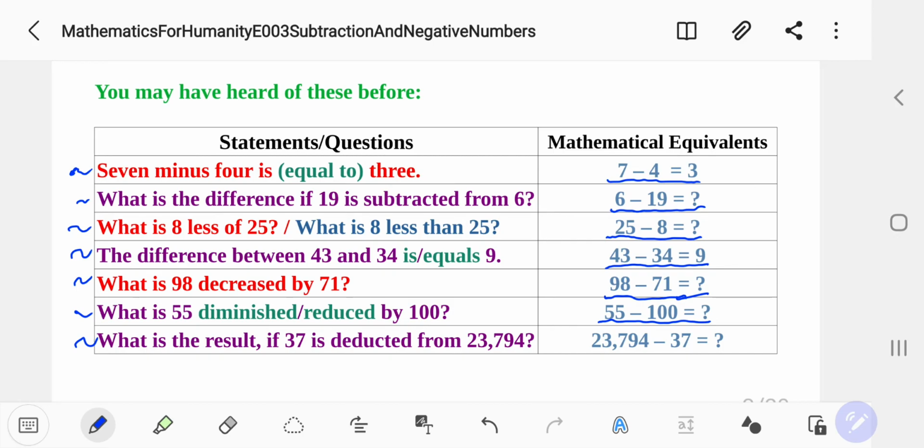The mathematical equivalent for that is 23,794 minus 37. So whenever you encounter minus, difference, less of, less than, decrease, diminish, reduced, deducted, when you encounter those words in a statement, that means subtraction or minus. Common word is like minus, but the formal word is subtraction.